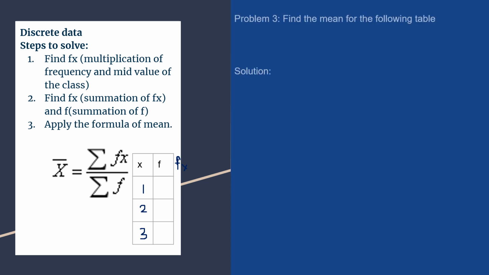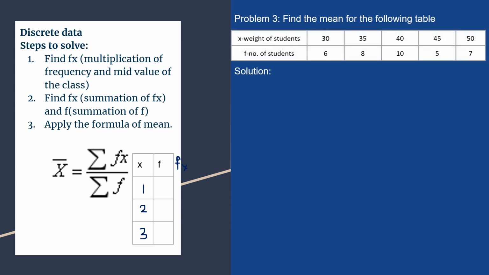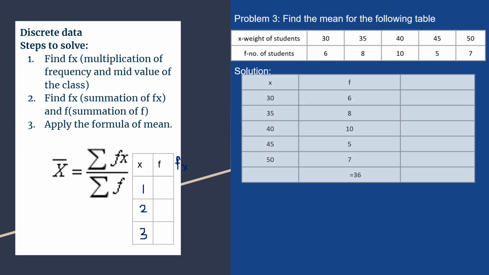Let us see an example. Find the mean for the following data: weight of the students and number of students. X and F are given. Weight of the students we consider as X. So we'll find F into X, that is 30 into 6, 35 into 8, 40 into 10. Multiplying these two columns, we get these values: 180, 280, 400, 225 and 350. Adding all these values will give you summation fx.